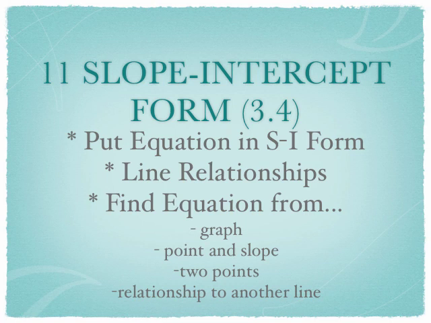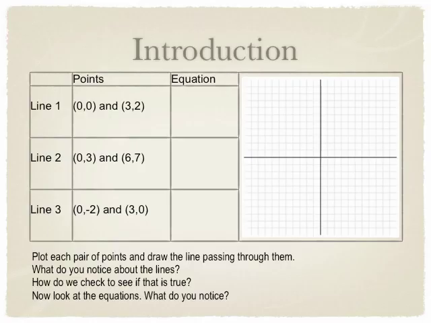First of all, I just want to talk about slope-intercept form. Okay, before we do that, here's just a little motivation. Let's look at line 1 that goes through those 2 points, line 2 that goes through the next 2, and line 3 that goes through those 2. I want us to plot each pair of points and then draw the line that goes through them.